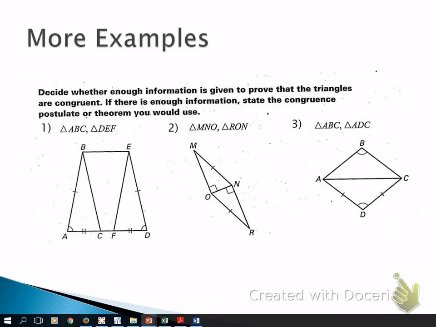All right. Here we go. Decide if there's enough information to make these triangles congruent, and if so, state the postulate or the theorem. All right, well, in the first two, triangle ABC and DEF, make sure that you know which two triangles you're looking at, here and here, and is there enough information? Well, we've got two sets of sides. They're not right triangles, so we can't use hypotenuse leg. But we do have the included angle between them. So yes, there's enough information to make these triangles congruent, and the shortcut we would use would be side angle side, SAS.